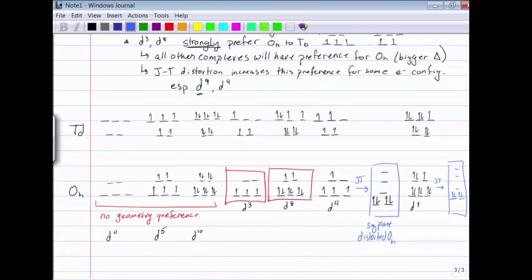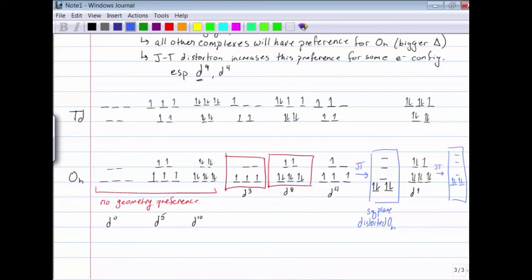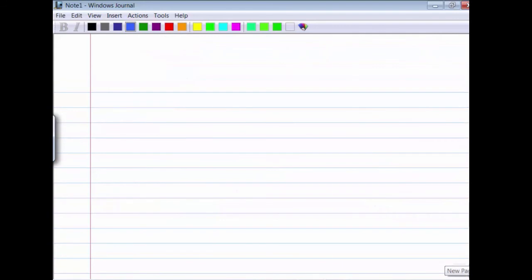d2 is pretty self-explanatory, but I did skip over the fact that, with d8, we've already said a couple times that d8 will actually prefer a square planar geometry depending on what the ligands are. So here you can see that d8 would not actually go through Jahn-Teller, but it does distort. d8 distorts because of ligand field stabilization energy, especially with strong field ligands, and remember what strong field ligands do. They give you a large delta. These complexes will prefer square plane.